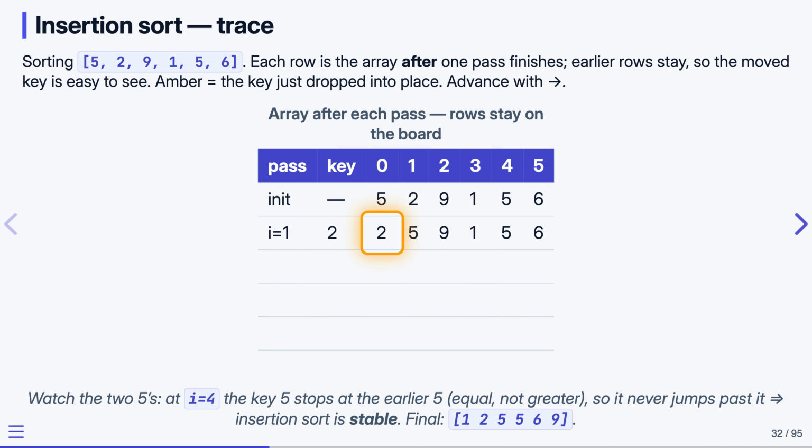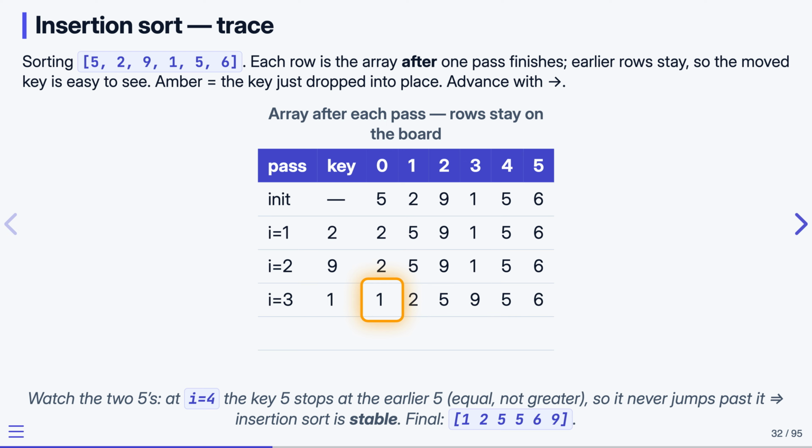First pass, I equals 1. The key is 2. 5 is greater than 2, so 5 shifts right and 2 drops into index 0. The amber cell is the 2 we just placed. The row now reads 2, 5, 9, 1, 5, 6. Second pass, I equals 2. The key is 9. 5 is less than 9, so nothing shifts. 9 stays right where it is in the amber cell. The row is unchanged from the one above.